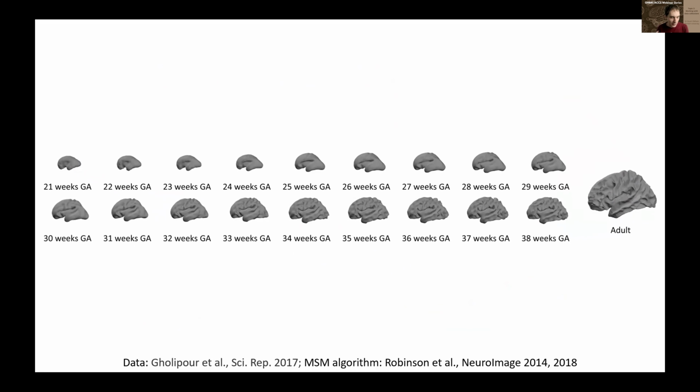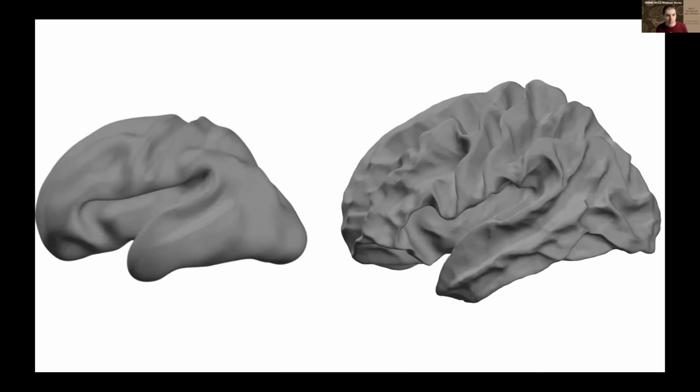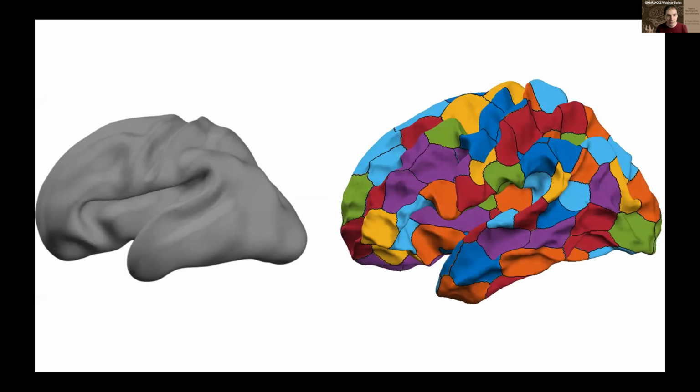From MRI scans of fetuses in the womb, we extracted on a week-by-week basis, from 21 weeks to 38 weeks, a surface representation of their brain. Basically, for our model to work, we need to know where the position of nodes are across all these times so we can measure the changes in distance between them. And so on our adult, we have our parcellation for our adult data.